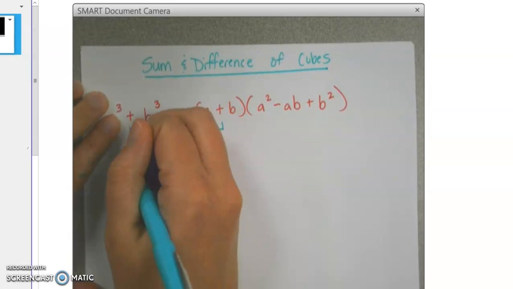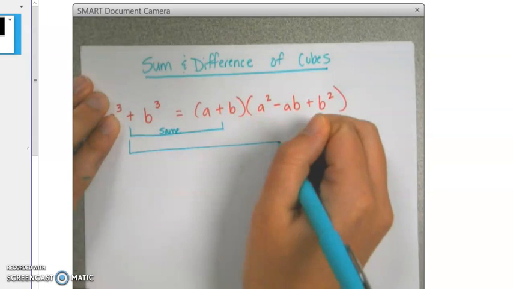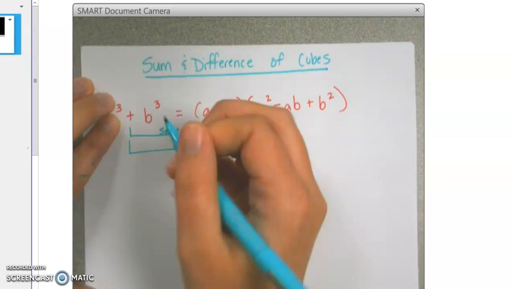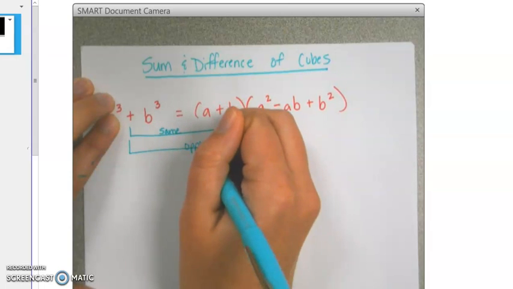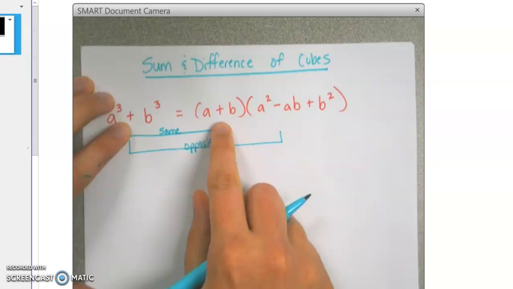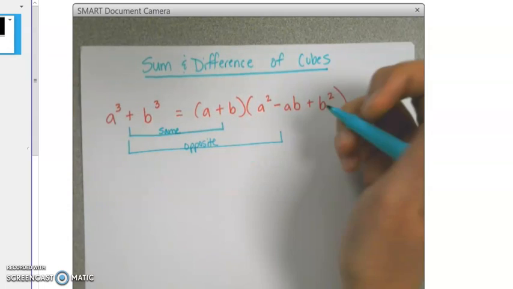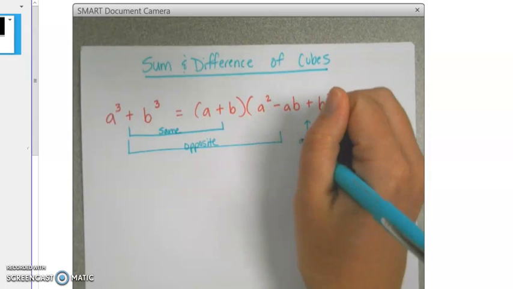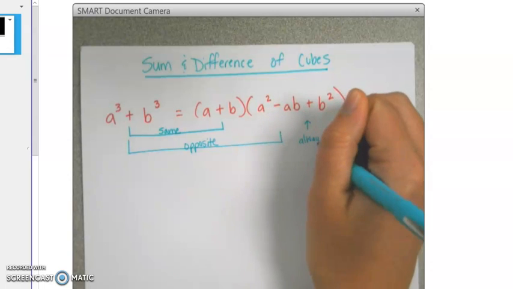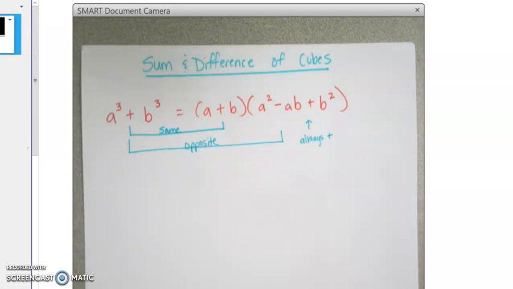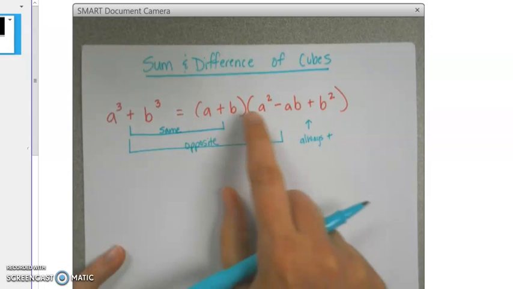You start off with a plus. Your second symbol will always be a minus. It's the opposite. So your first sign's the same. Your second sign's the opposite. The last sign is always plus. This will never ever change. So it's important to make sure you get your signs right.